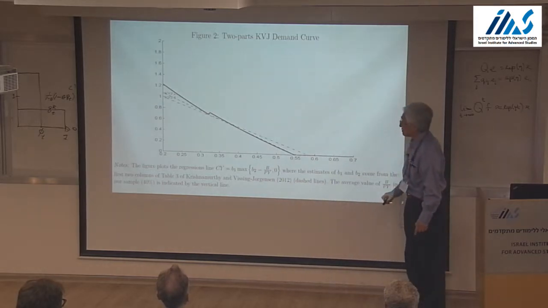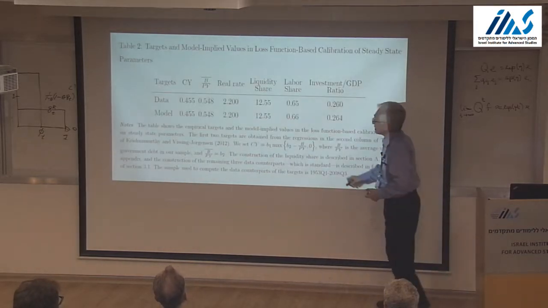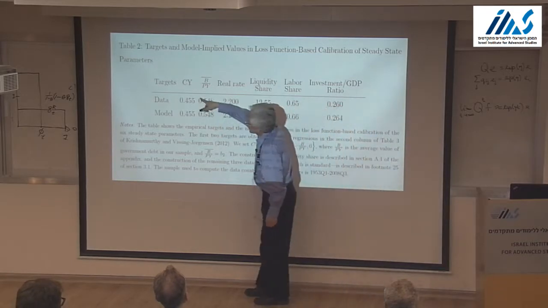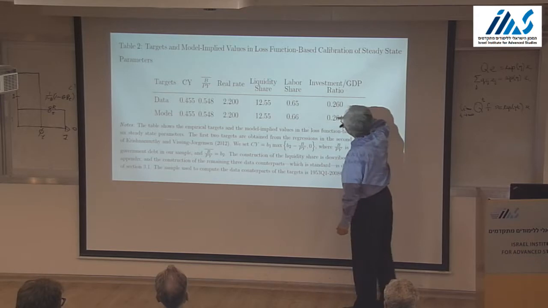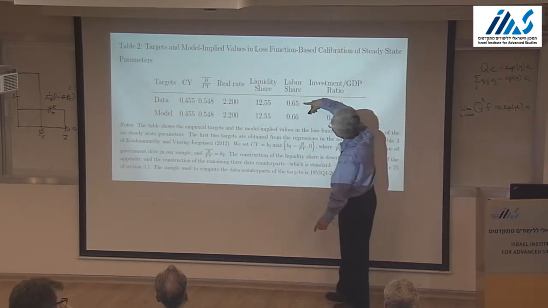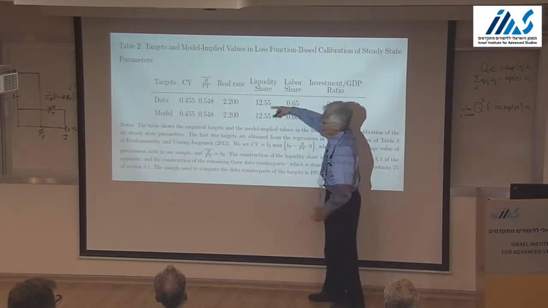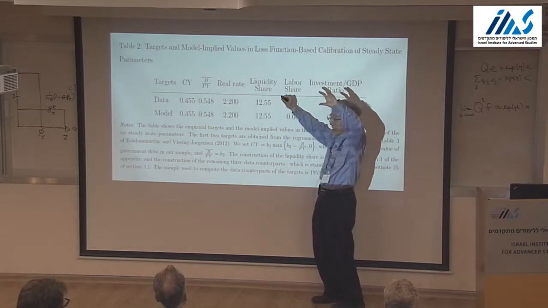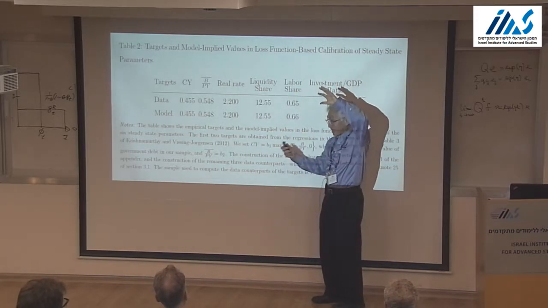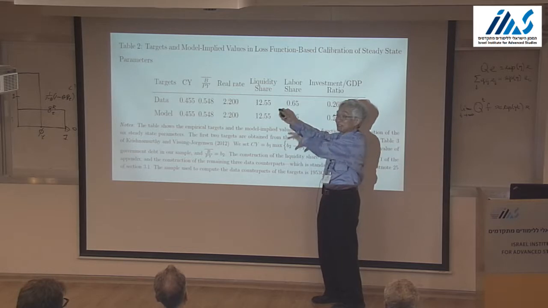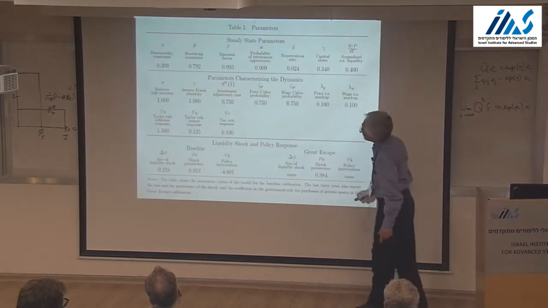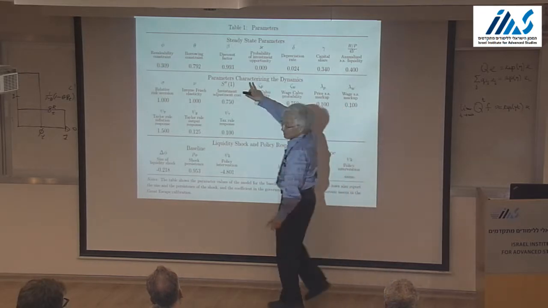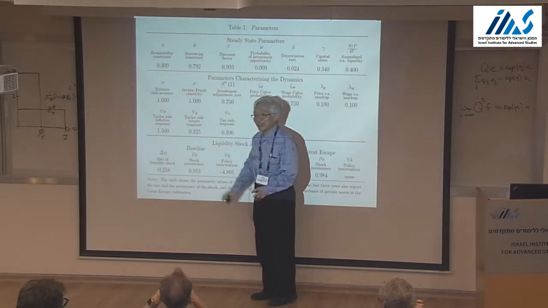And so we basically calibrated this yield spread, the convenience yield, in data as well as in the model, and also the labor share and the liquidity share. Liquidity share is the treasury security divided by total securities, treasury security plus equity. So what we get is these numbers. Whether it's realistic or not, we have a little bit.